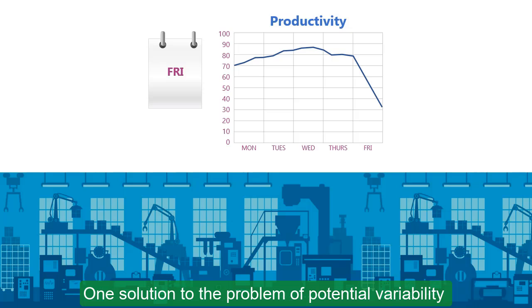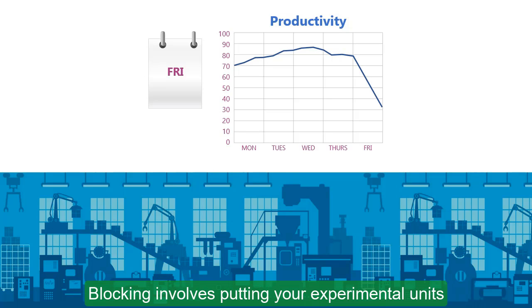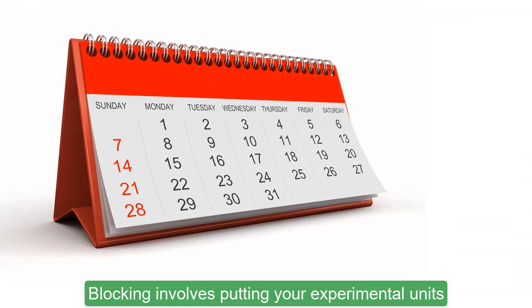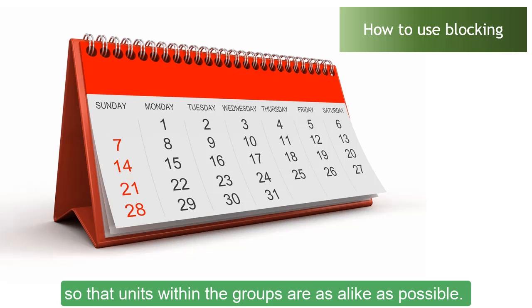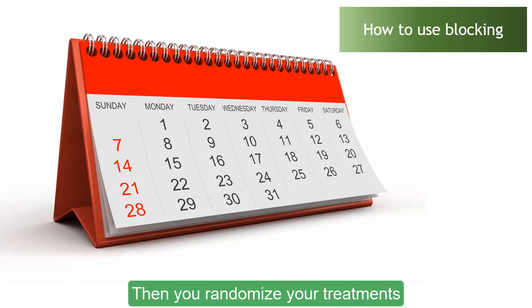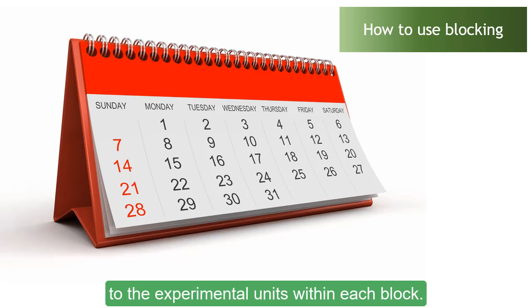One solution to the problem of potential variability is to use blocking. Blocking involves putting your experimental units into groups based on something they have in common, so that units within the groups are as alike as possible. Then, you randomize your treatments to the experimental units within each block.